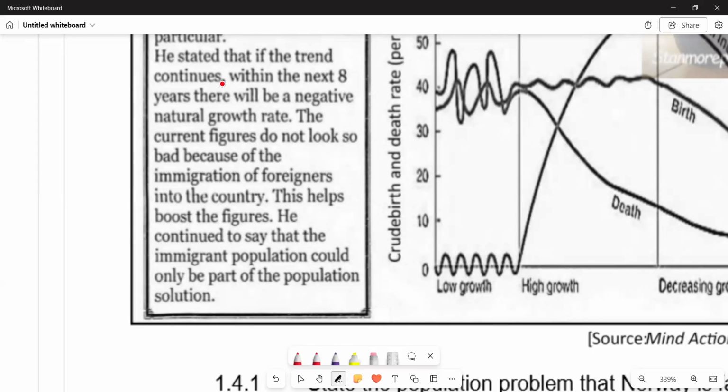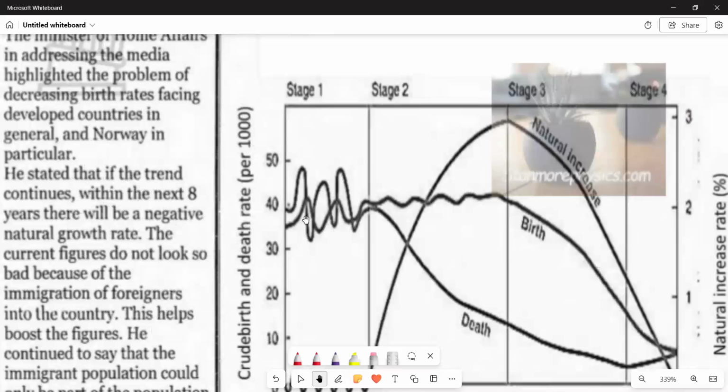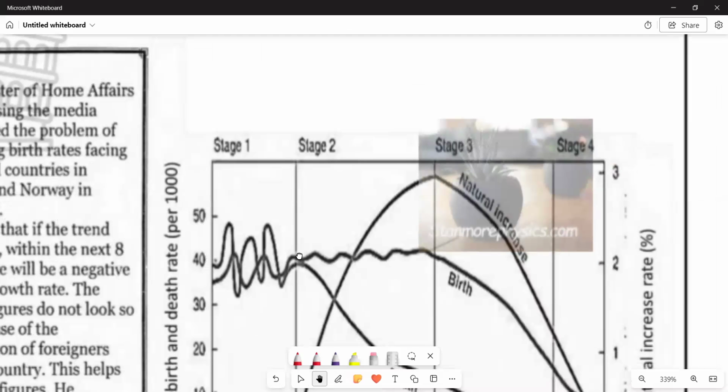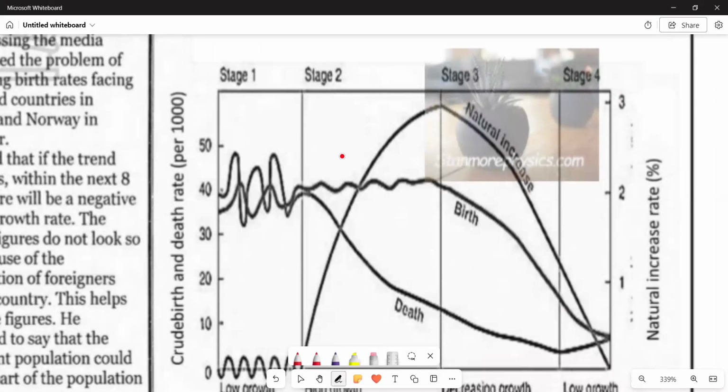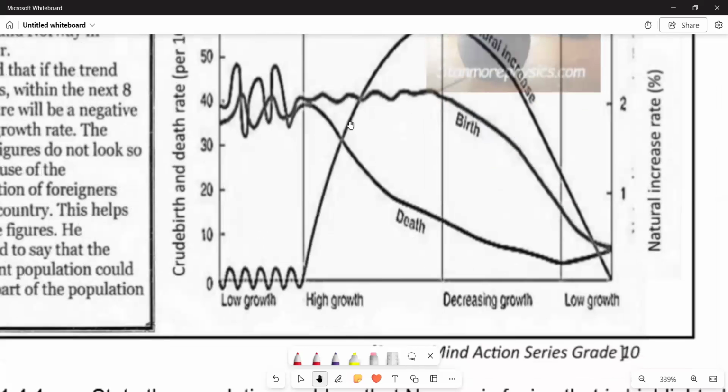So you should go through this information and try to understand what it is saying. If you go to the graph now, this is the graph that you are given, whereby you are given stage 1, stage 2, stage 3, and stage 4. And we have some curves that are representing natural increase, birth, and death. Obviously, this is going to be our birth rate, and this one is going to be our death rate. At the bottom on the horizontal axis, we have low growth, high growth, decreasing growth, and then low growth. And obviously, we have the natural increase rate as a percentage.